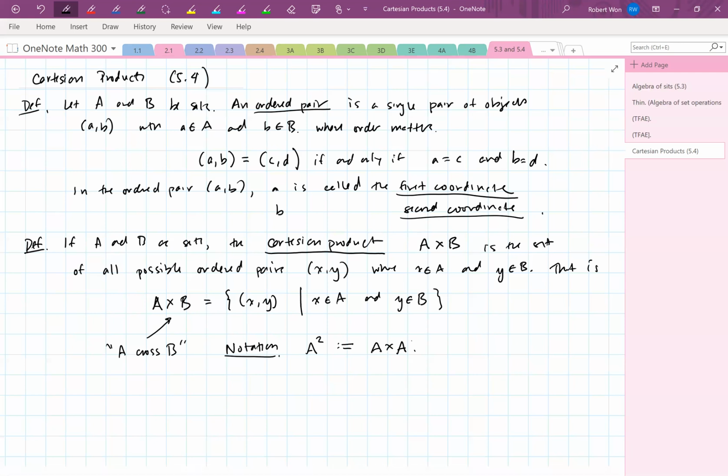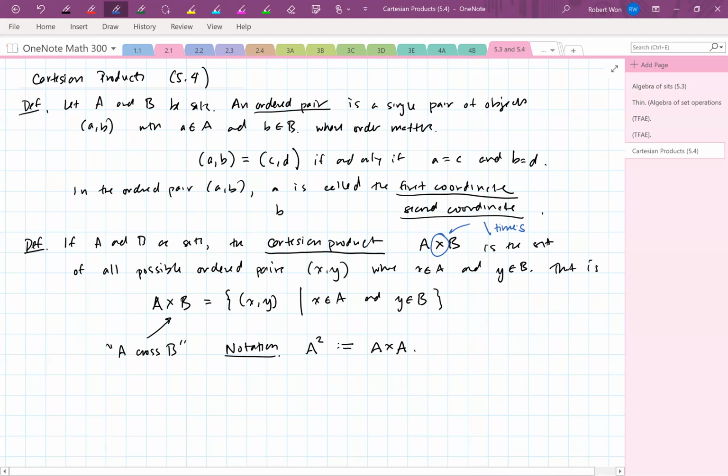Okay, so the Cartesian product of two sets is a new set consisting of ordered pairs, in particular, every possible ordered pair. So before I give you an example, let me just say, to get this symbol in LaTeX, use \times.